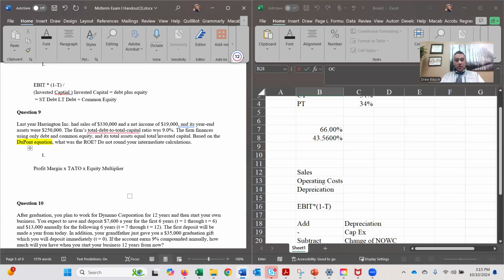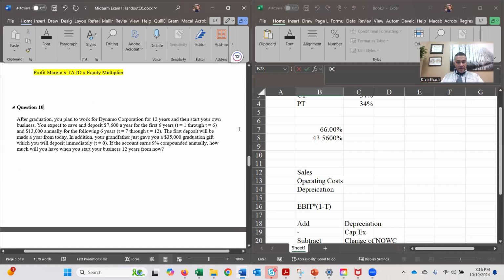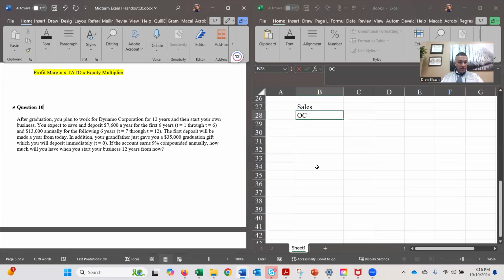Once you have equity, you could plug those into those ratios and you could solve the question. Question 10, let's spend some time with this one. This one's a little more difficult.